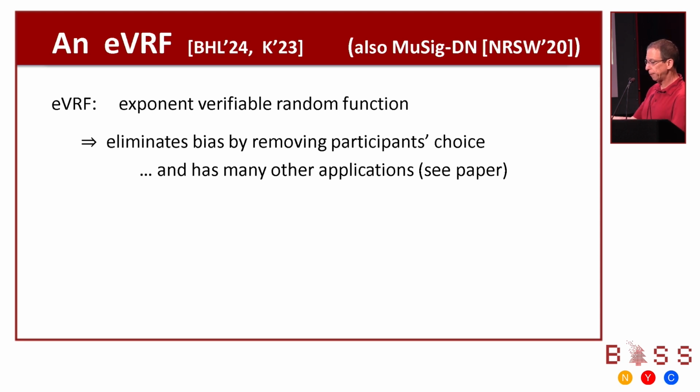The new primitive that makes this possible is an abstraction called an exponential verifiable random function, an eVRF. It's a very neat primitive. It has a lot of applications, including key generation, distributed key generation, and distributed signing, but here we'll just focus on distributed key generation. The idea of an exponential VRF is to prevent the bias by removing any choice that the participants have. They can't choose their randomness. Their randomness is going to be pre-specified to them. As a result, they can't do the bias attack.